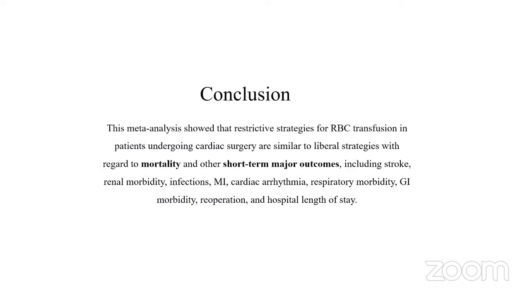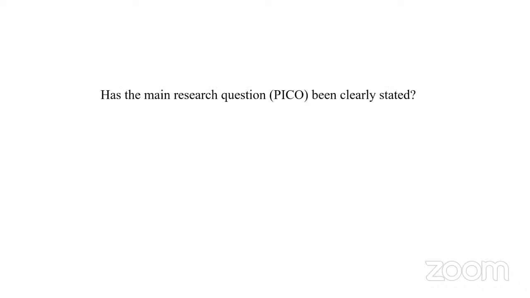So for the conclusion, the meta-analysis showed that restrictive strategies for RBC transfusion in patients undergoing cardiac surgery are similar to the liberal strategies with regards to mortality and other short-term major outcomes, including stroke, renal morbidity, infections, myocardial infarctions, cardiac arrhythmias, respiratory morbidity, GI morbidity, reoperation, as well as the hospital length of stay.